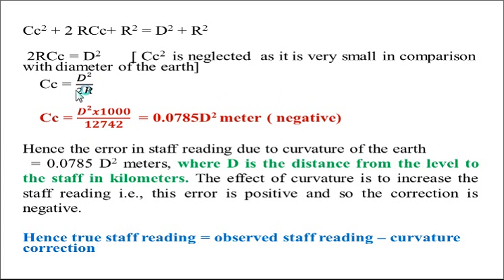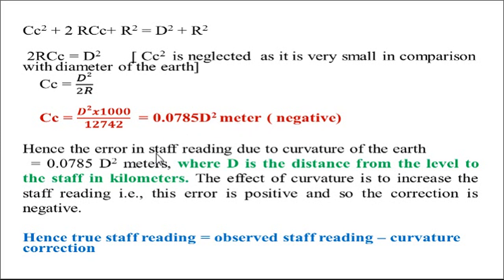Now substituting 2r, meaning the diameter value, 12742. So cc is equal to d square divided by 12742. Now with this we will get the correction in kilometer, but the corrections are very small, so we will convert that correction into meter by multiplying by 1000. So finally we will get curvature correction is equal to 0.0785 d square. So correction we will get in meter and it is always negative.